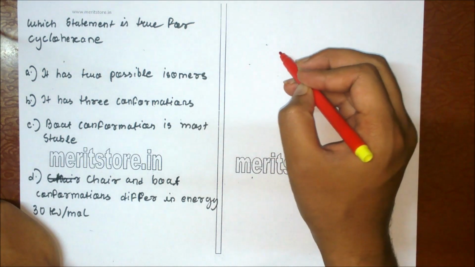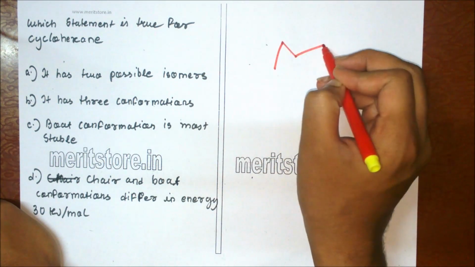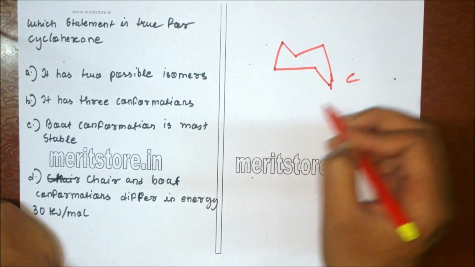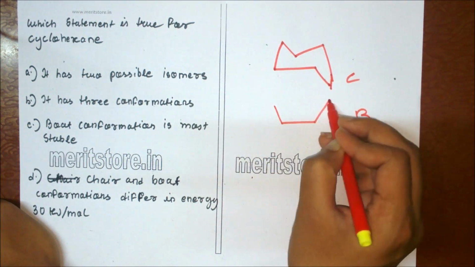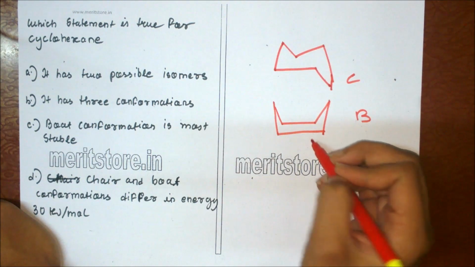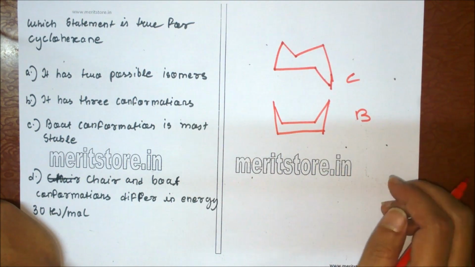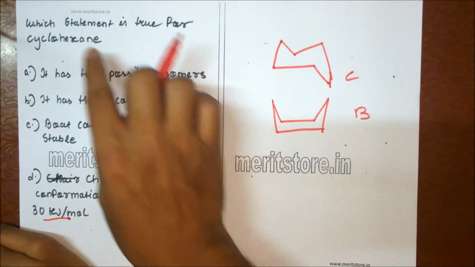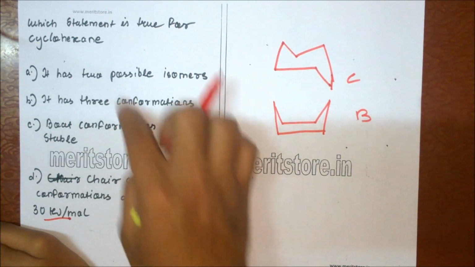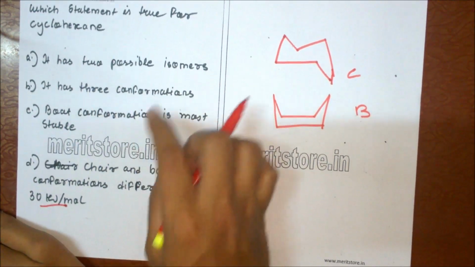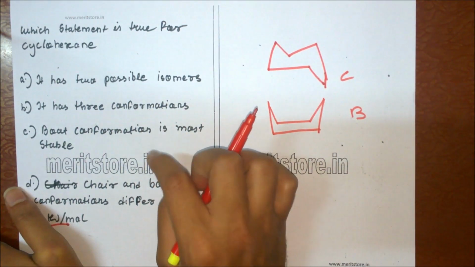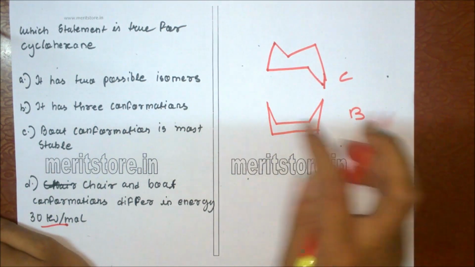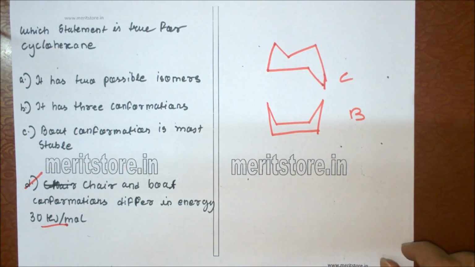The chair conformation and the boat conformation differ in energy by 30 kilojoules, which is the correct statement. There are more possible isomers for cyclohexanes, symmetrical and asymmetrical, and more conformations are possible. And the chair conformation is more stable than the boat conformation. So option D is the correct answer.